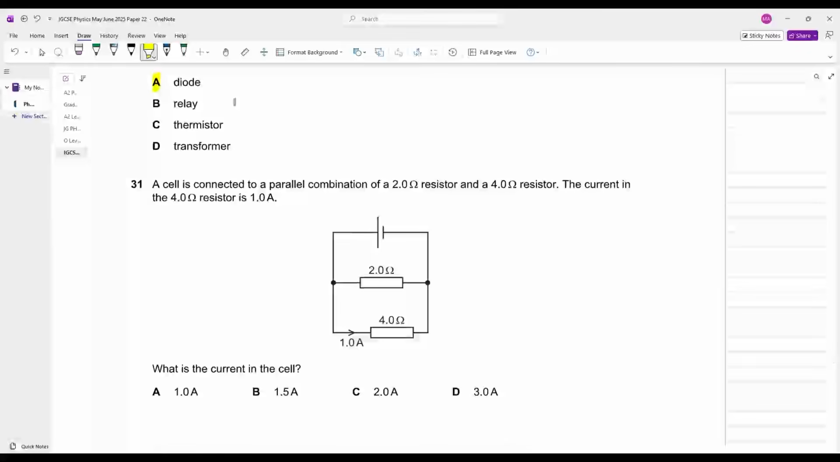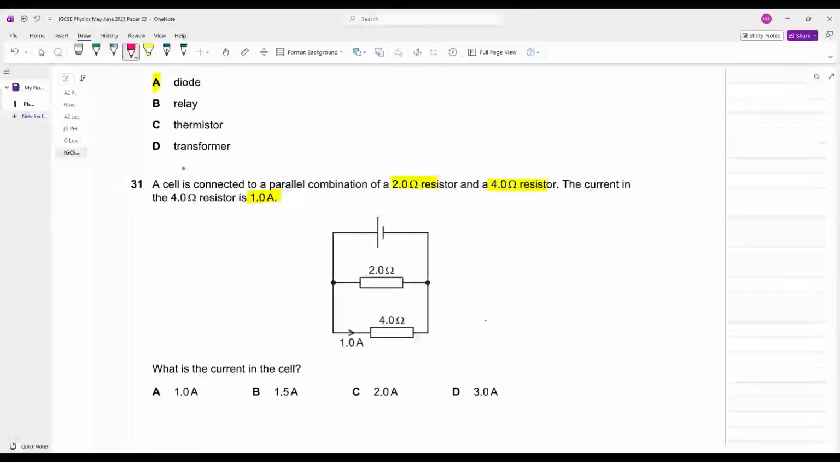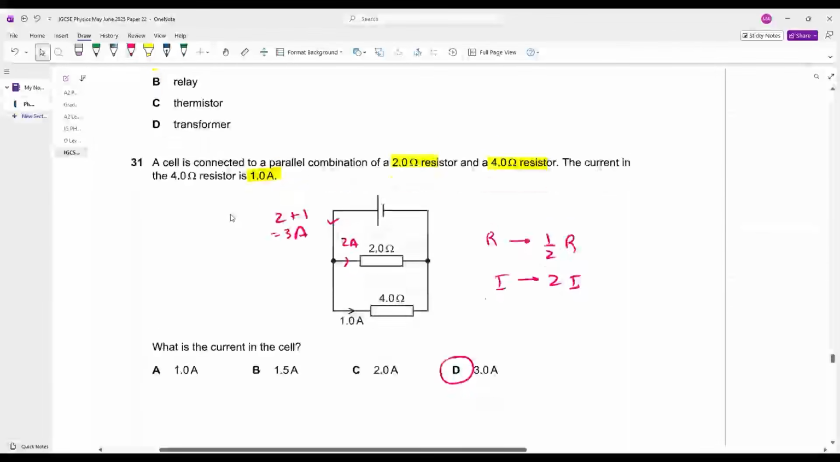A cell is connected to a parallel combination of a 2 ohm resistor and a 4 ohm resistor. The current in the 4 ohm resistor is 1 ampere. If you halve the resistance, going from 4 to 2, the resistance becomes half. What will happen to the current if your resistance halves? Your current doubles. So the current becomes 2 ampere. This branch has 2 ampere, this branch has 1 ampere. What will be the total current? 2 plus 1 equals 3 ampere. D is your answer. Let's move ahead.